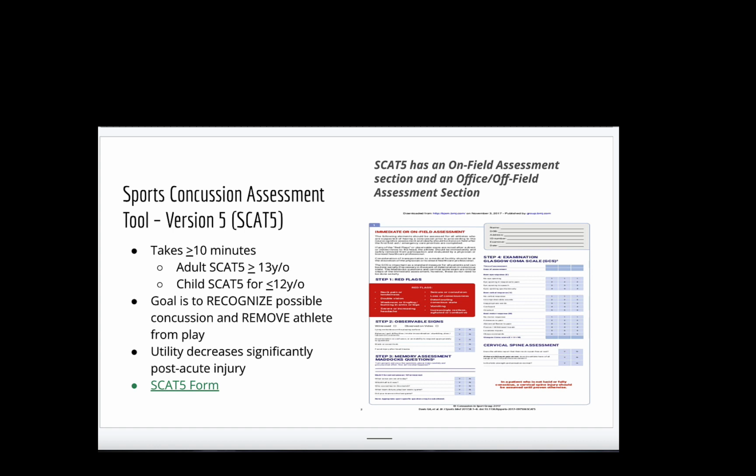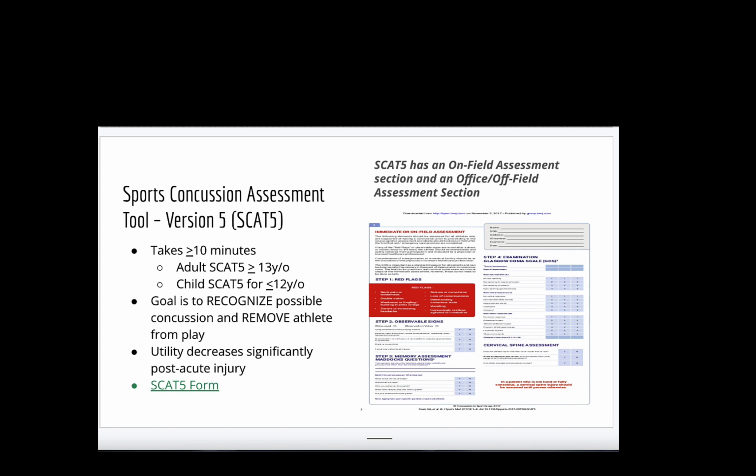The SCAT-5 is another really, really commonly used assessment measure for someone post-concussion injury. There's two versions of it. If you're 13 or older, you'd use the adult SCAT-5 version. If you're under 13, you would use the child version of it. And again, it's just another one of those tools to implement in order to decide, is a concussion present and should I remove the athlete from play?